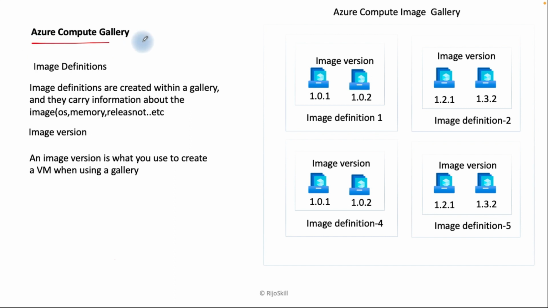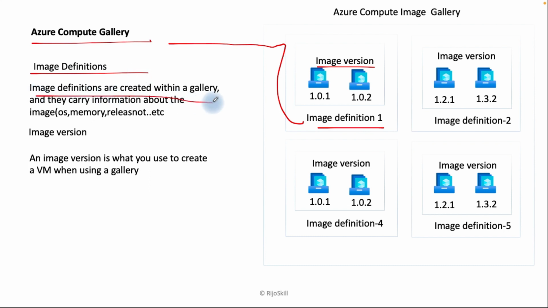So what is Azure Compute Gallery? I already told you the basics of it. If you go for Azure Compute Gallery, it has a structure like this. You have one image definition. Okay, after that you store your image version in that image definition. So what does image definition mean? Image definitions are created within the gallery and they carry the information about the images. So it's like OS, memory, and release notes, whatever information is available, the image is stored.